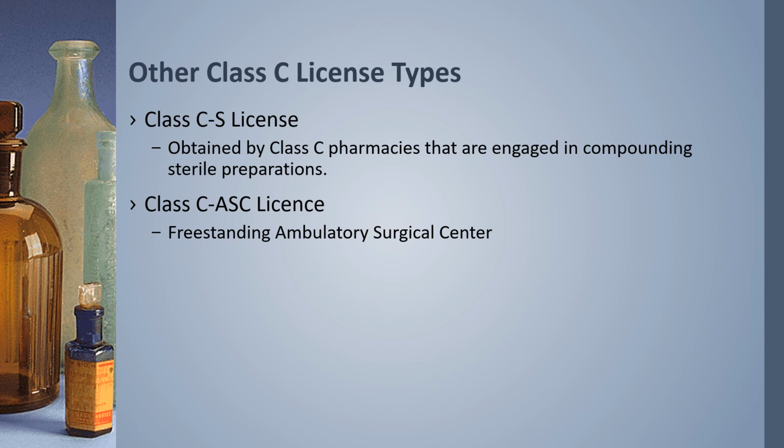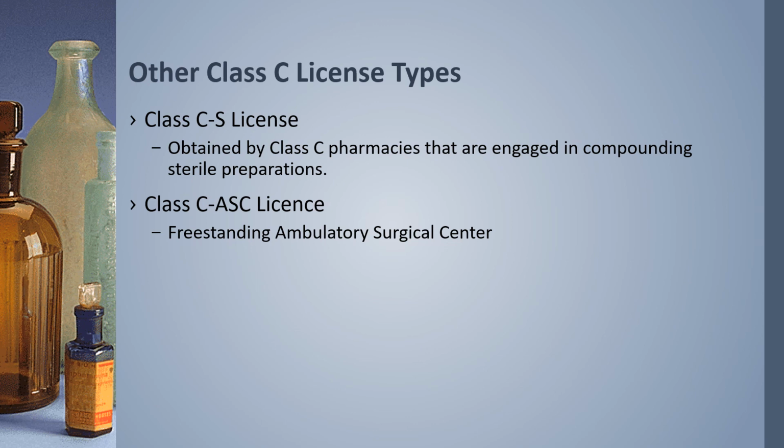Anyways, there's 2 other tidbits that I want you guys to take away in regards to Class C pharmacies in Texas, is that there's a couple of license types for Class C pharmacies. The first one being a Class CS license, and these are obtained by Class C pharmacies that are engaged in compounding sterile preps. These licenses are not issued until the State Board of Pharmacy does an audit to ensure that everything is kosher, and then they will be authorized upon that point.